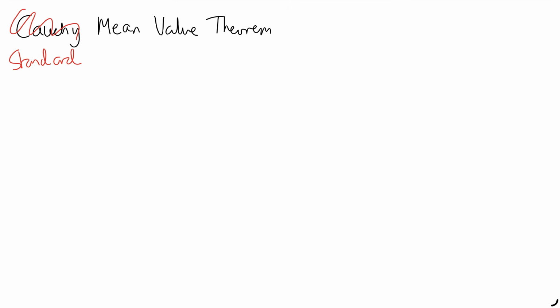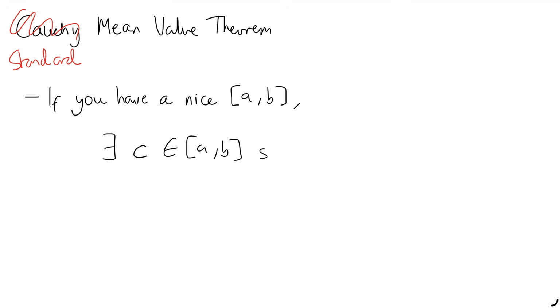Alright, so we're 3 down, 2 to go, on to the Cauchy mean value theorem. Now to prove this, we of course require another theorem, in this case the standard mean value theorem. And what this says is if you have your nice function with all the t's and c's of continuity and differentiability from before, if you have your interval a b, there exists some c in a and b such that f prime of c equals f of b minus f of a over b minus a.